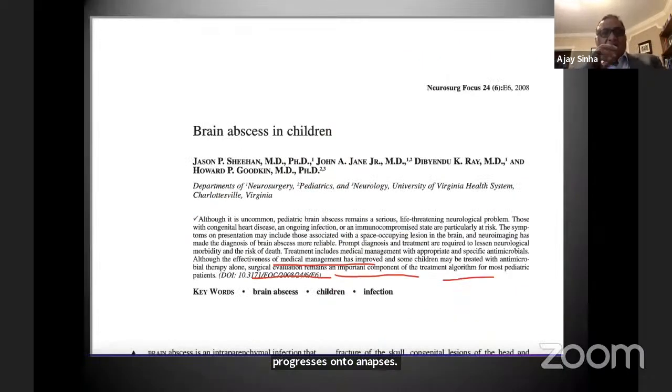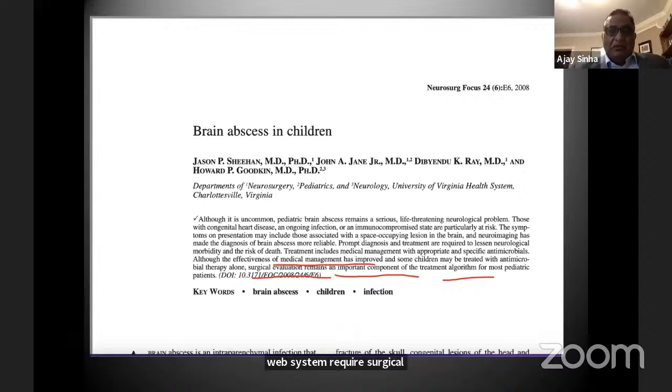And just coming straight to brain abscess without wasting time, this is a very good paper which was published in Neurosurgical Focus. This is from the Virginia group. The main focus of this paper, and I've just quoted the abstract here, is that medical management has made a big difference to the outcome. But nevertheless, even despite advances in medical management with excellent antimicrobial therapy, still a large percentage of abscesses require surgical evacuation.